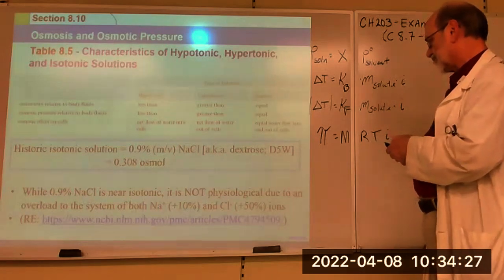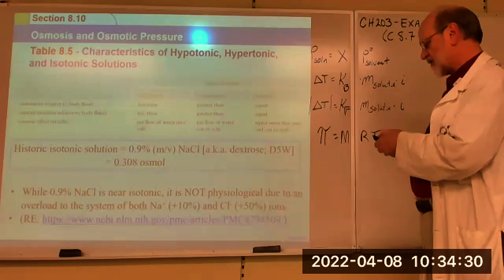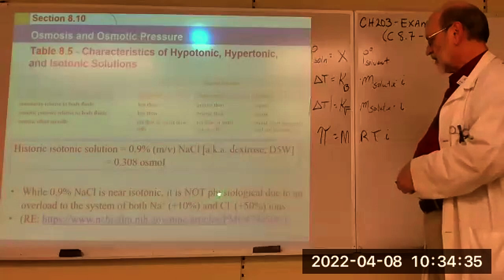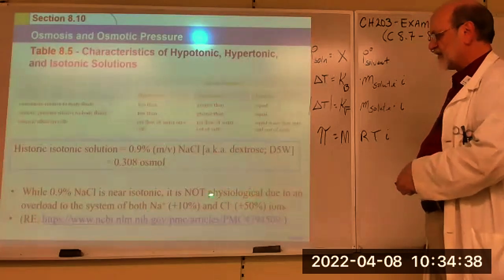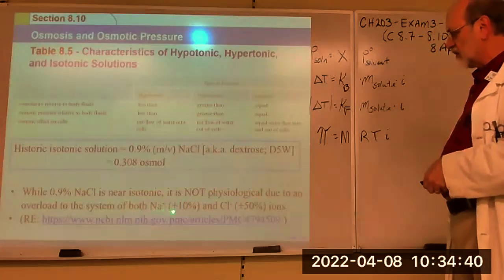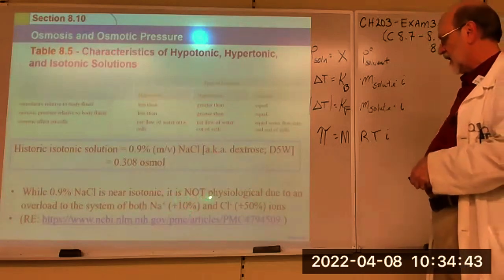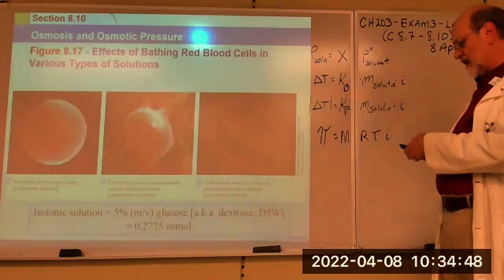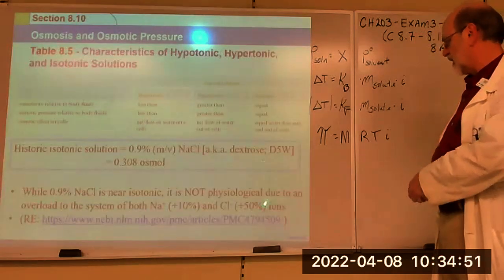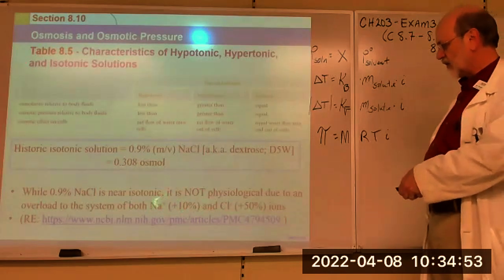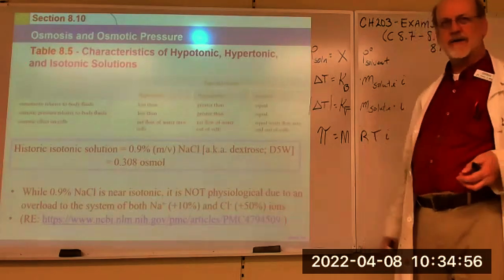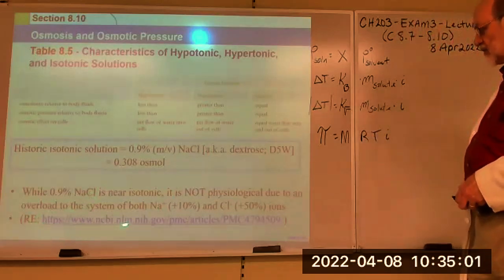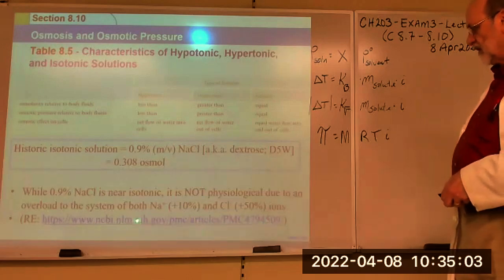The description I was giving you, actually, I overestimated. 0.9% sodium chloride is not good for your physiology. It overloads your system with sodium by about 10% more than you need, and chloride by about 50% more than you need. So it doubles the chloride that you get. But the sodium only increases by about 10%. So sodium is not too bad. And if you want more information, I put the reference here from the NIH.